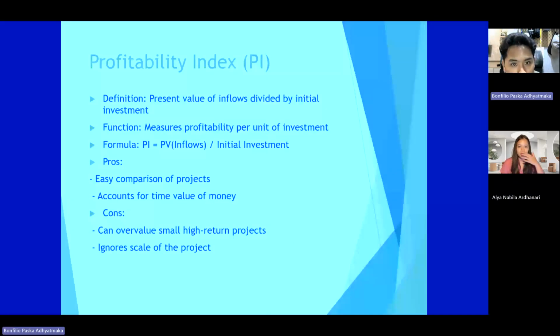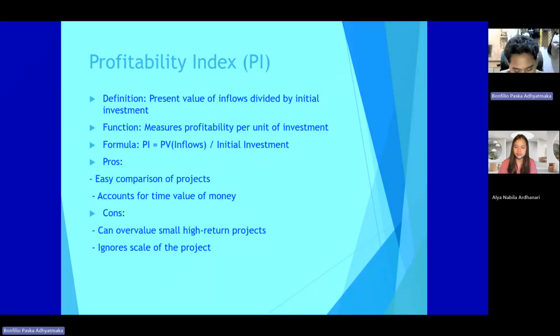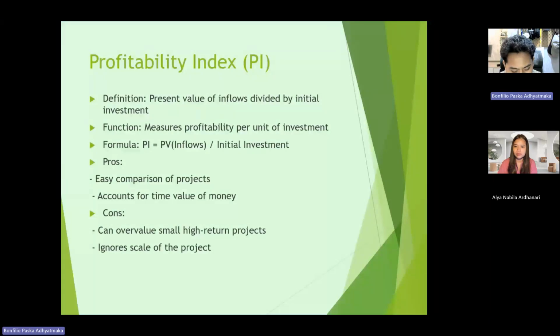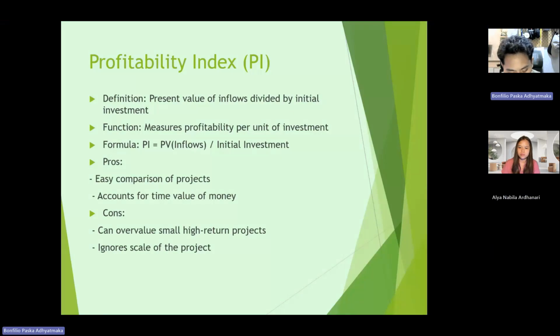Next is the profitability index. Profitability index is a ratio that measures how much value a project generates per unit of investment. It's calculated by dividing the present value of all future inflows by the initial investment. PI is particularly helpful when comparing multiple projects, especially under limited budgets. A PI greater than 1 means the project is expected to deliver more value than it costs, making it a good investment.